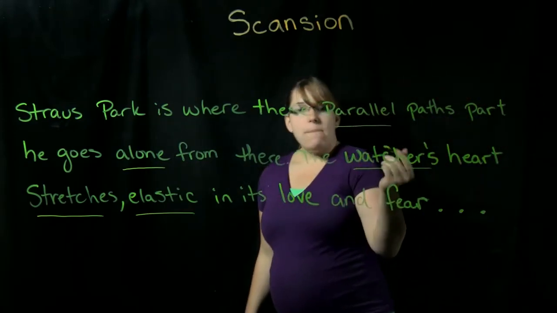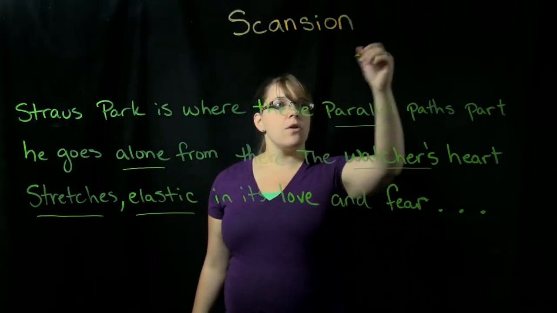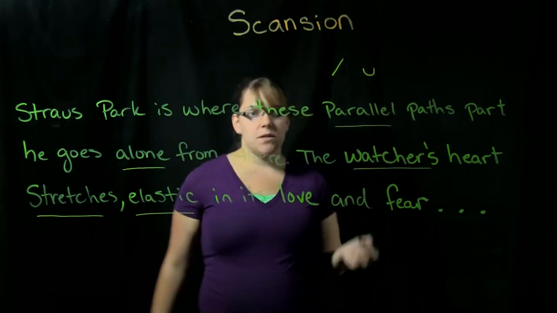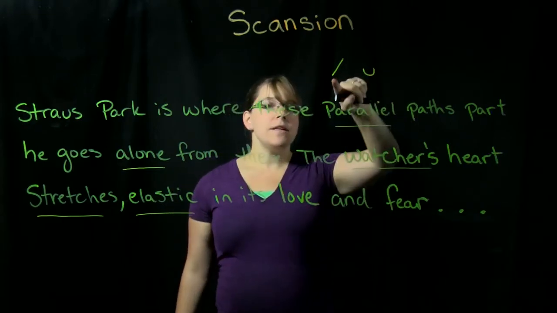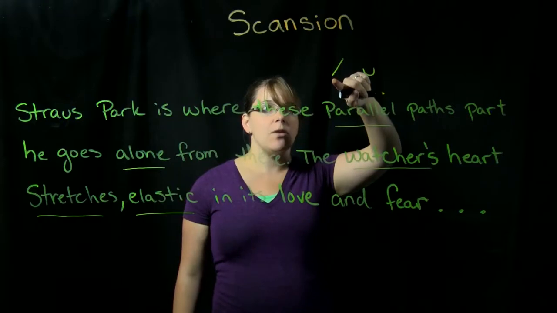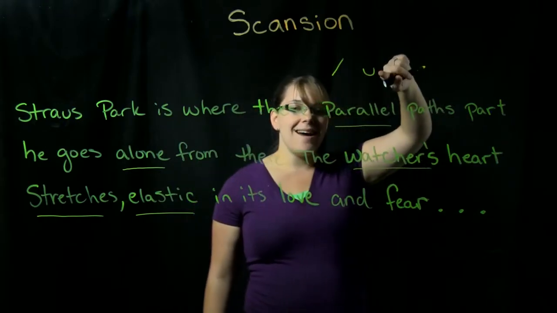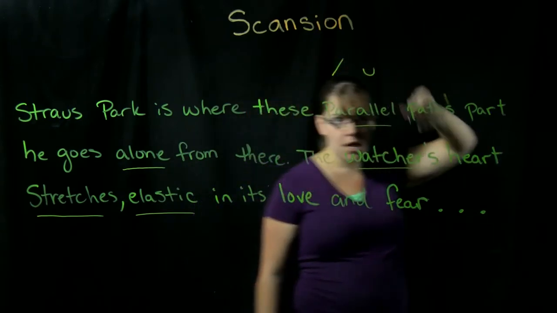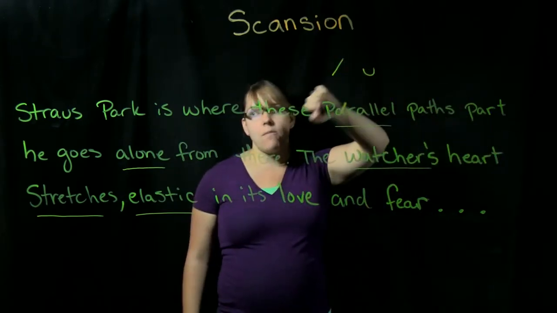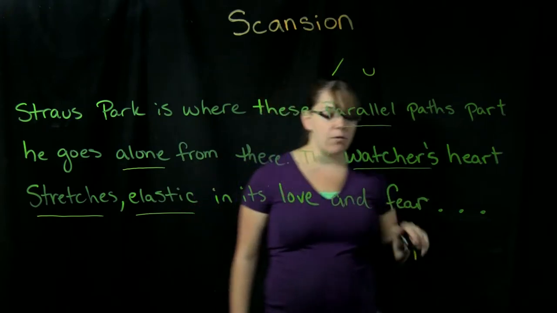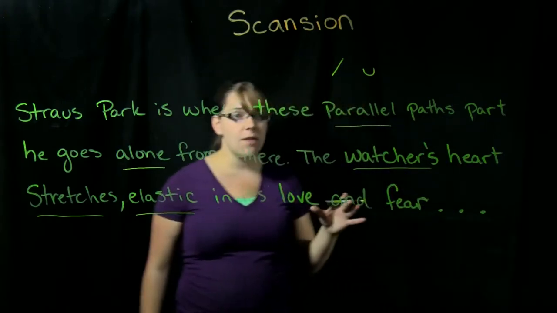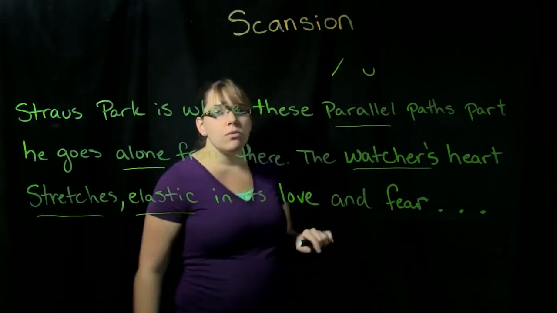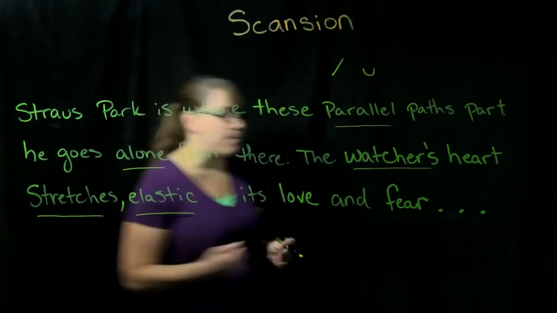We want to mark our syllables with these shapes, okay? This denotes a stressed syllable. This denotes an unstressed syllable, and both of those are going to be important when we're determining what kind of meter there is in a line. We're gonna talk about meter soon, we're not gonna talk about it today, but these are the marks we're gonna use as we go through and identify what's what.